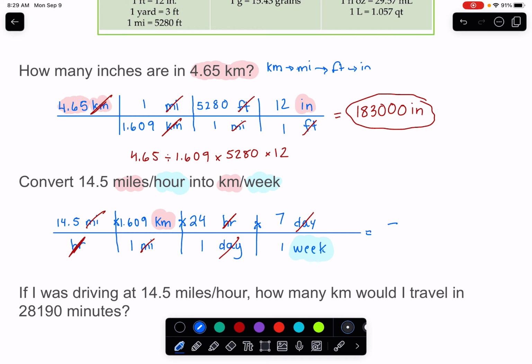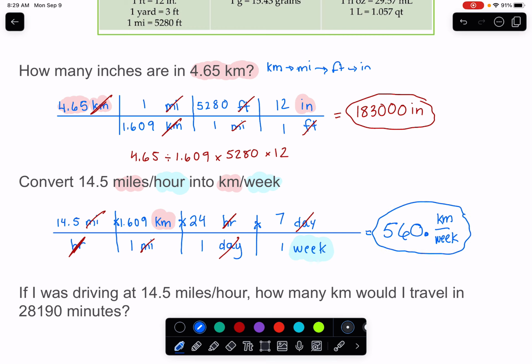Okay, so I got 560 with 3 significant figures, so I'll add the decimal point, kilometers over weeks, like that. Okay, and that would be the final answer to that one.